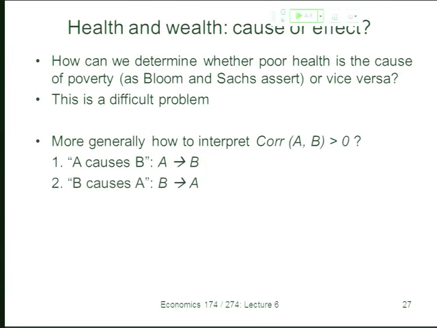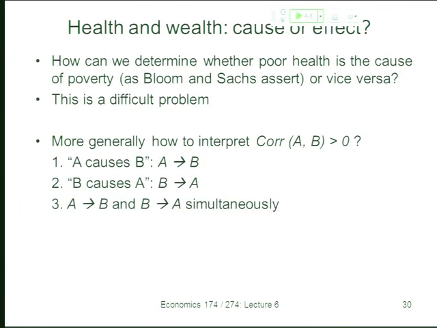The other is the reverse. B causes A. In other words, income causes health, or wealth causes health. These are things we're going to try to disentangle. Economists or econometricians call this endogeneity. Endogeneity is when what you think of as your outcome variable in your regression is actually causing your explanatory variable, rather than the other way around. Or people call it reverse causality. Same thing, endogeneity.